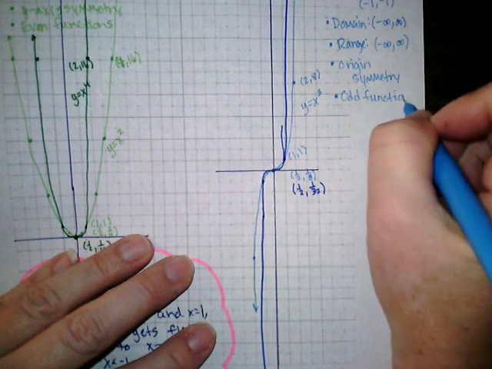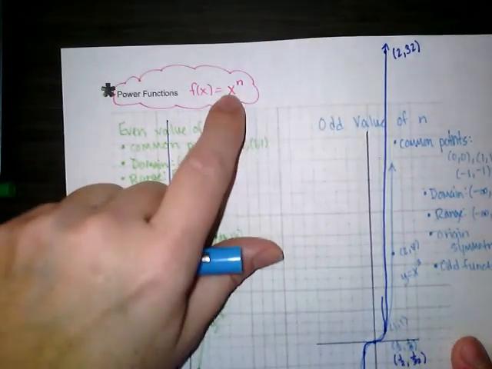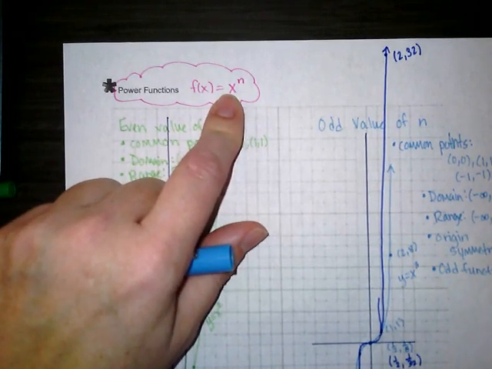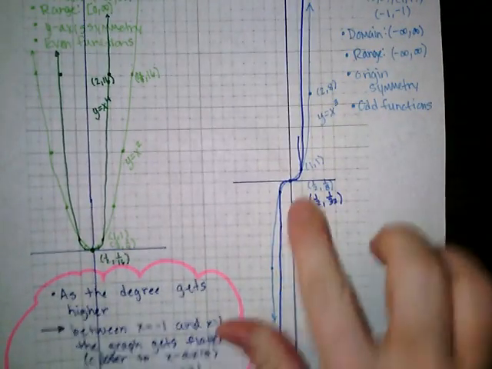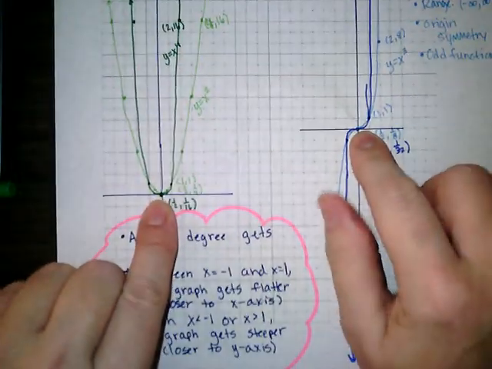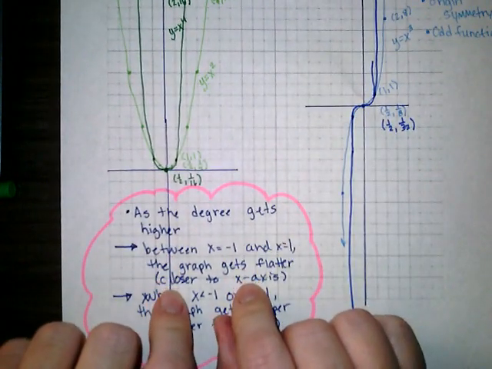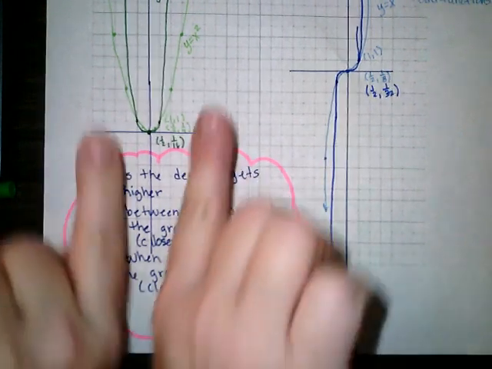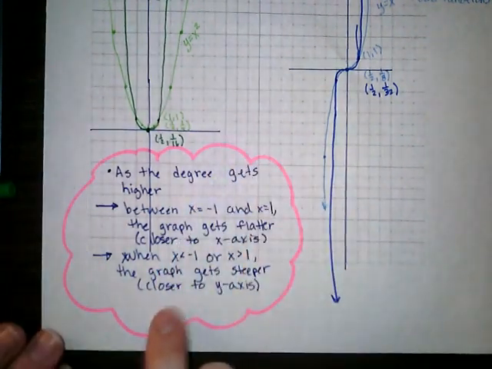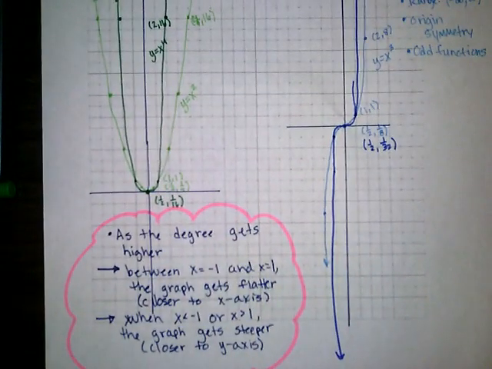So keep in mind that these guidelines will apply to a power function, not a function that then has other terms added onto it. But that same situation will hold: in between -1 and 1, the graph is closer to the x-axis as the degree gets higher, and outside of -1 and 1, the graph gets closer to the y-axis as the degree gets higher.